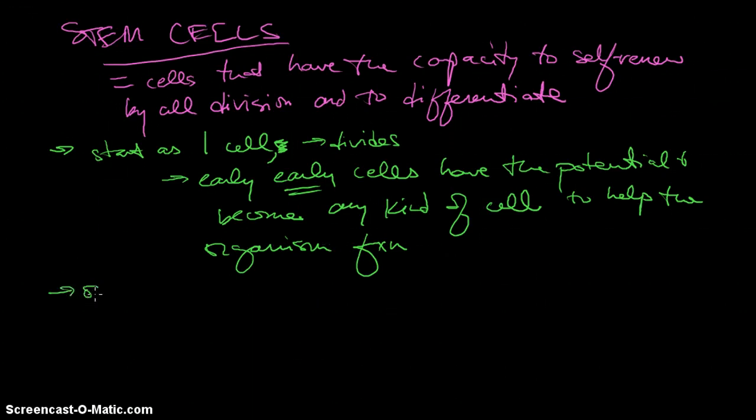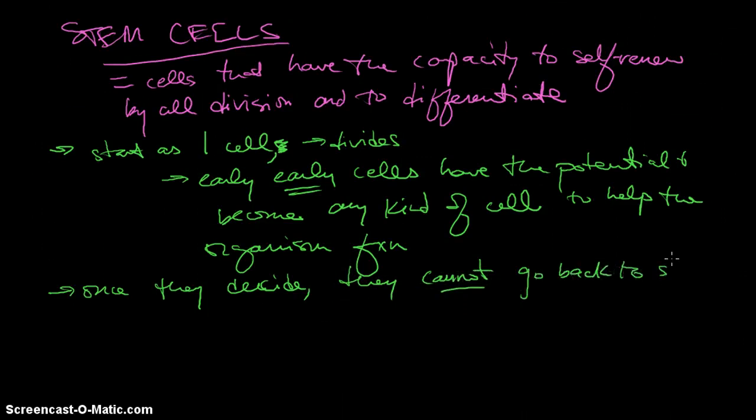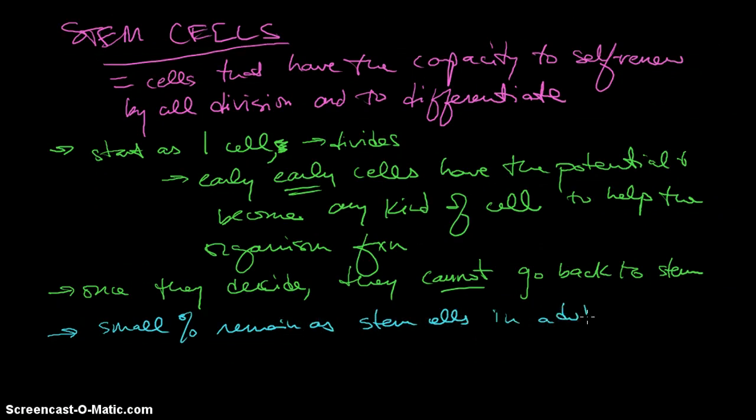But once they decide, they cannot go back to the stem cell. So once they've started to move towards one direction, they cannot go back. But what's interesting is that when you typically think of stem cells, you're thinking of embryonic stem cells, but a small percentage remain as stem cells in adults.